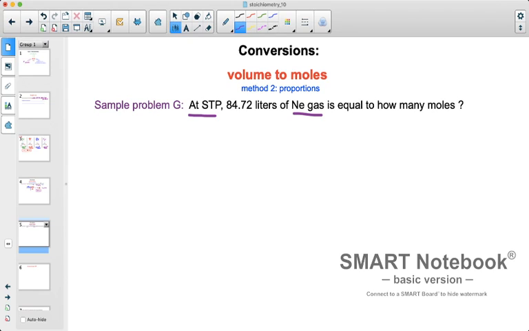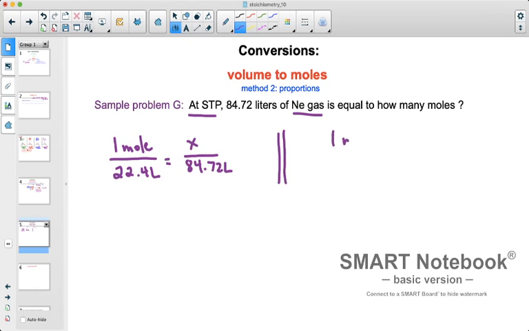And I'm going to set up proportions 2 ways, because some of you actually do it differently, and I want you to understand that they're exactly the same math in the end. I could go down, which means I set up my proportion where the equivalents are below each other. So 1 mole equals 22.4 liters. The other part of the proportion would be, I don't know how many moles 84.72 liters are.